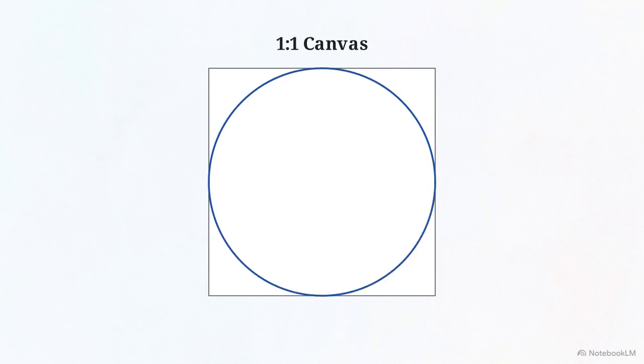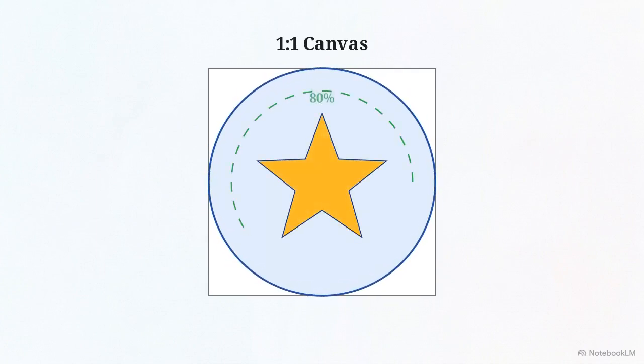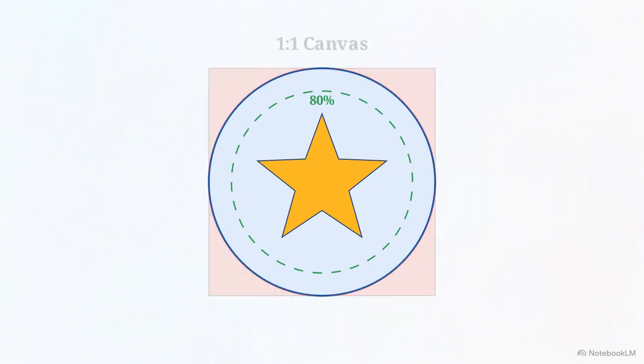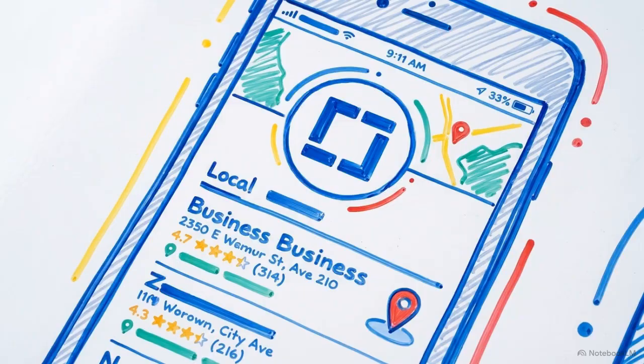Account for Google's circular profile display, which creates a specific, safe area in your square canvas. Center your primary graphic within the central 80%. The 4 outer corners will be cut off and hidden once live. Prioritizing a simple design and respecting this central safe area ensures your brand is recognizable, even on small smartphone screens.